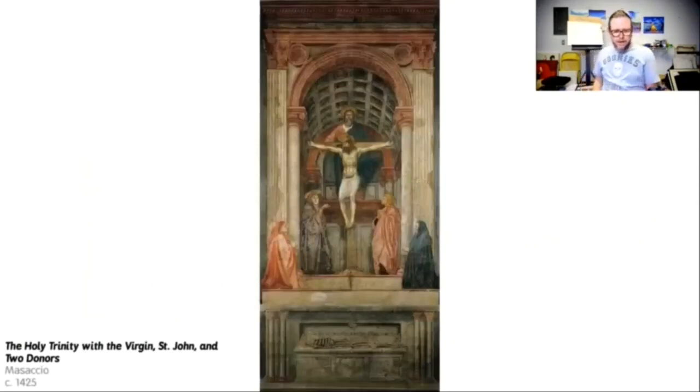Probably his most famous piece is the Holy Trinity with the Virgin, St. John, and two donors, right? These two people down here would have been the donors who paid for this painting, so they get to be there for the crucifixion. Right?